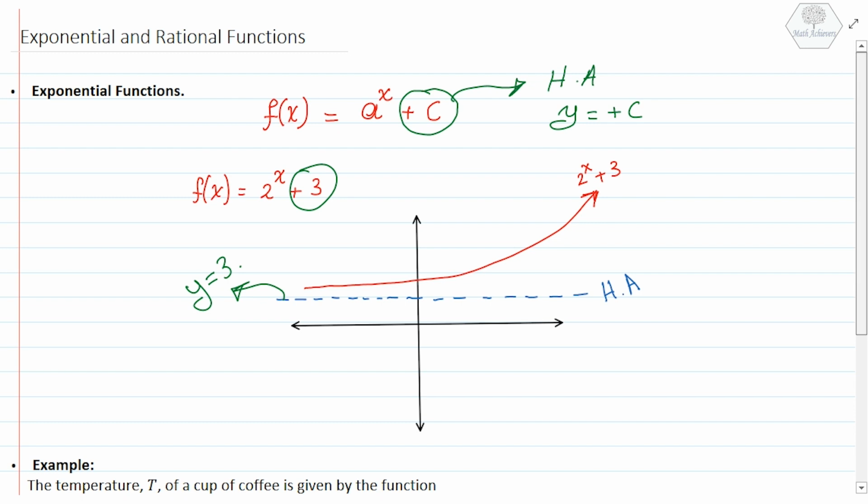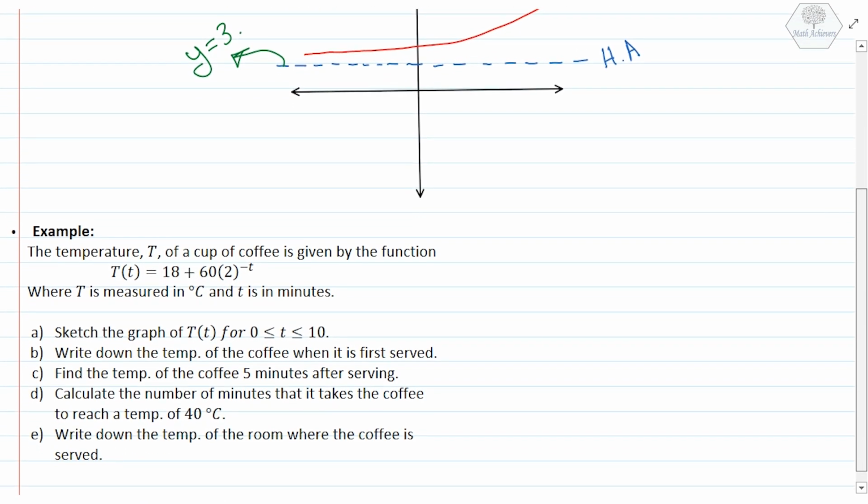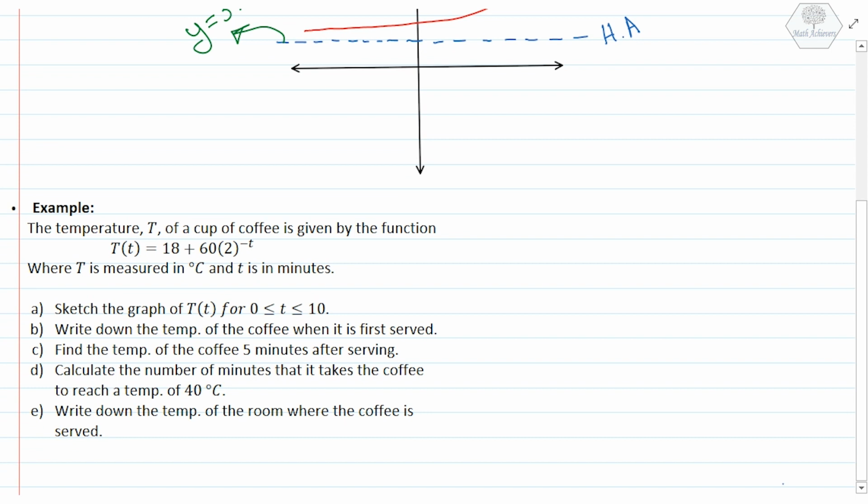Let's have an example now. The temperature T of a cup of coffee is given by the function T of t equal to 18 plus 60 times 2 to the power of negative t, where the temperature is measured in degrees Celsius and the small t, which is time, is measured in minutes. The first part of the question: we need to sketch the graph of T of t for the domain of t from 0 to 10.